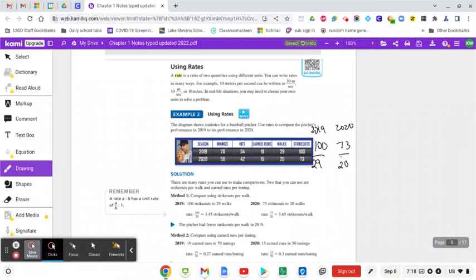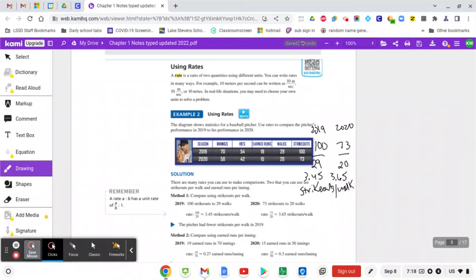Now, how am I comparing them? We don't put an equal sign between them because they aren't equal to each other. We're trying to compare how this one is compared to this one. So we're actually going to divide those numbers. So we're going to do 100 divided by 29, which is about 3.45 strikeouts per walk. And then for 2020, we're going to do 73 divided by 20, which is 3.65 strikeouts per walk.